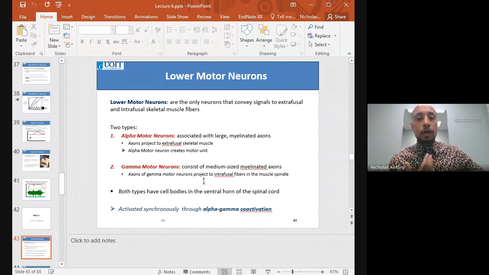Muscle spindles are by far the most important in terms of proprioception, but they need to be taut to register length or rate of change of length in the muscle. So when we contract our muscles, we also have to contract our muscle spindles, at the same time. And that's achieved through alpha gamma coactivation.